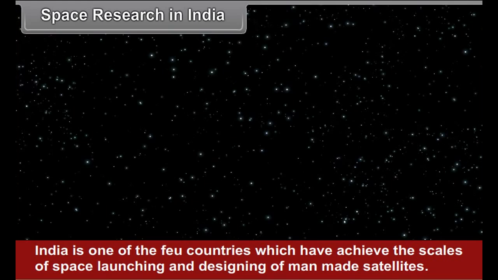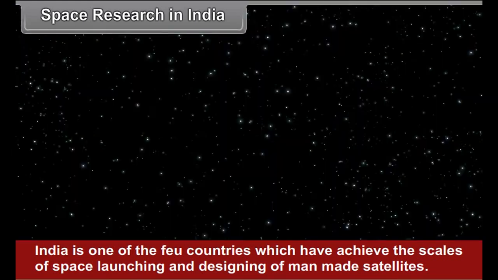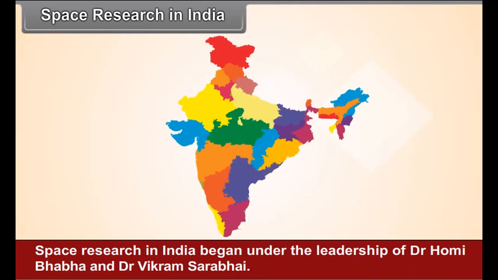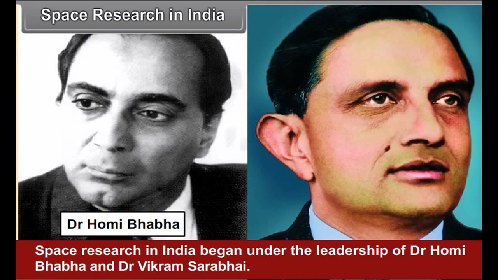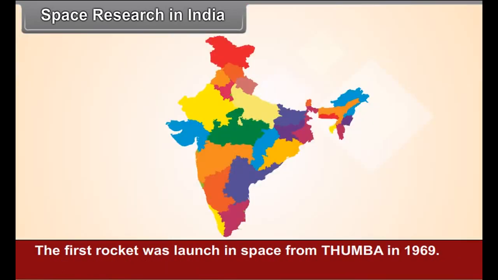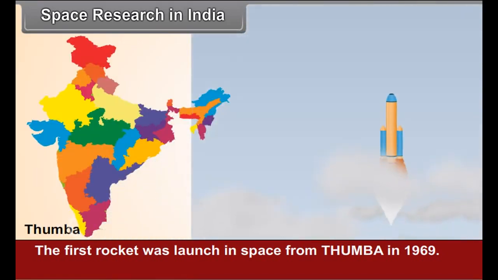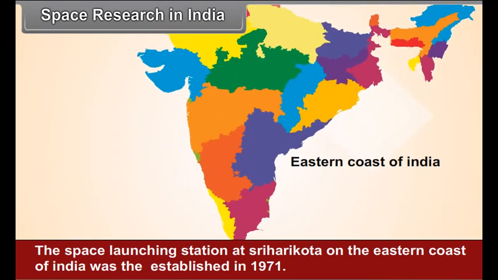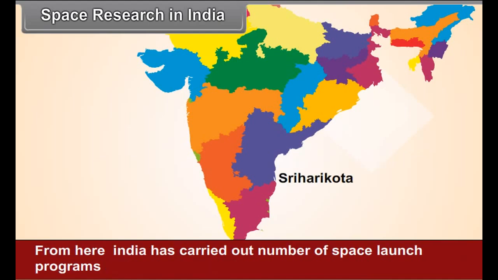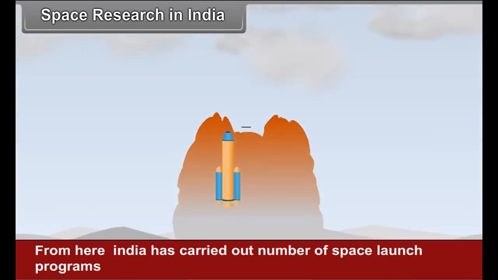Space research in India. India is one of the few countries which have achieved the skills of space launching and designing of man-made satellites. Space research in India began under the leadership of Dr. Homi Bhabha and Dr. Vikram Sarabhai. The first rocket was launched in space from Thumba in 1969. The Space Launching Station at Sriharikota on the eastern coast of India was established in 1971. From here, India has carried out a number of space launch programs.